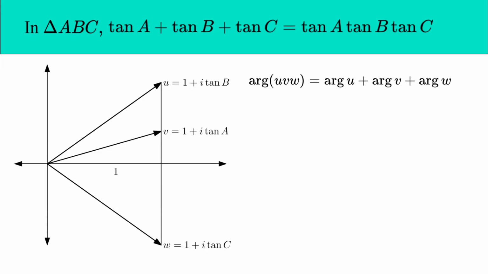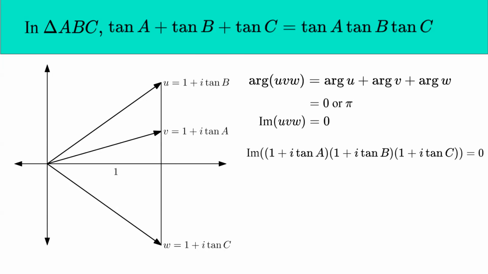Let's remind ourselves that the argument of the product is the sum of the arguments, which must be either 0 in this case or pi in the case when tangent of C is positive. Recall that pi radians is equivalent to 180 degrees. Substituting in the values of u, v, and w, we get this long expression equal to 0.